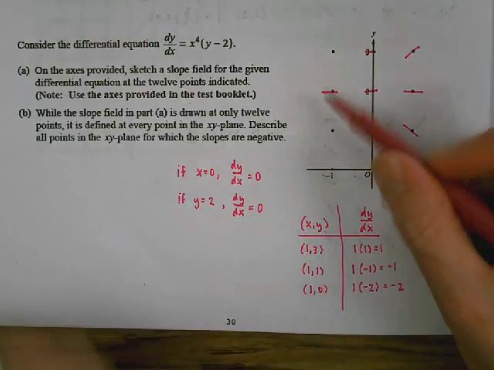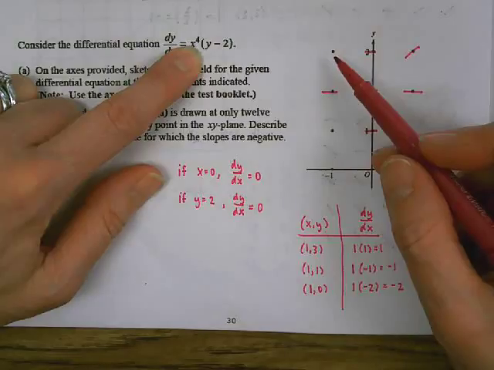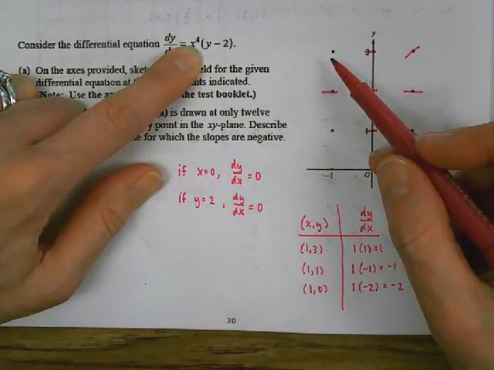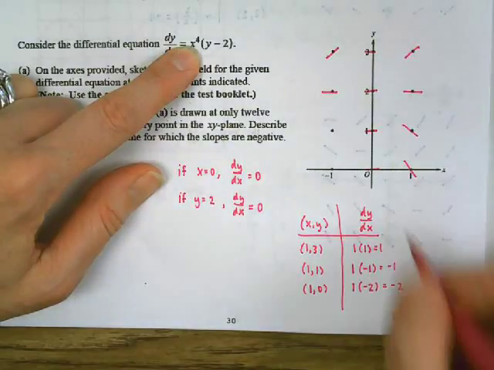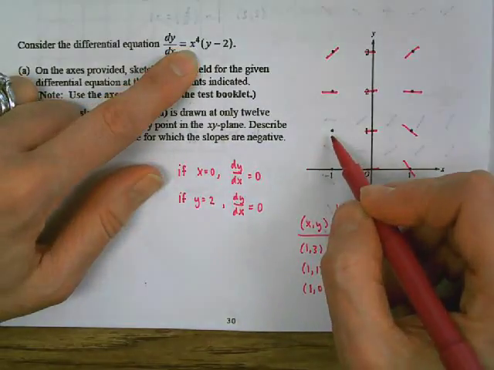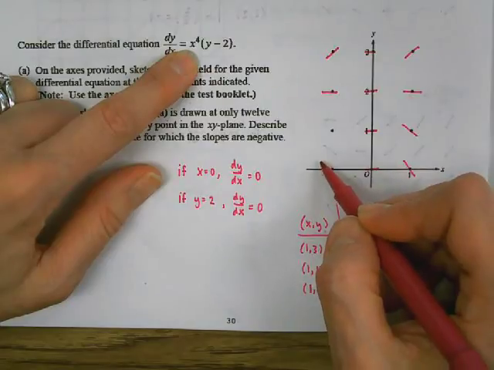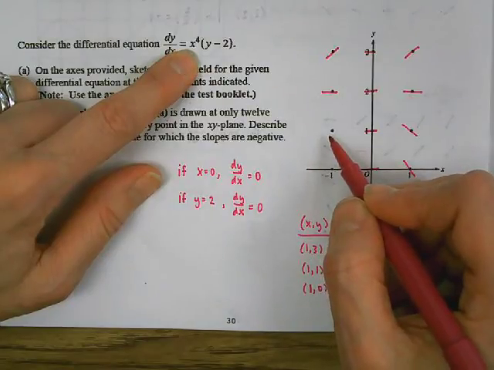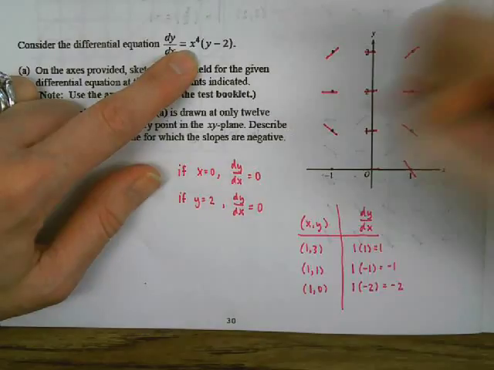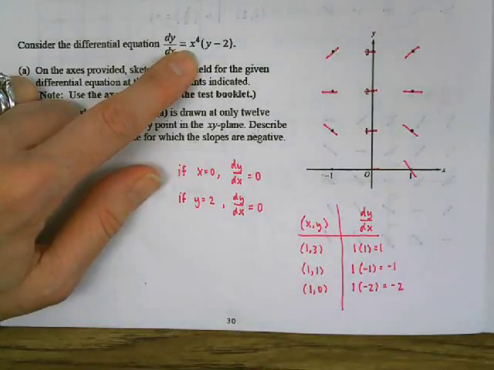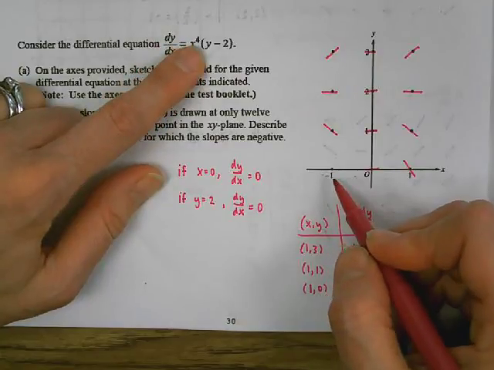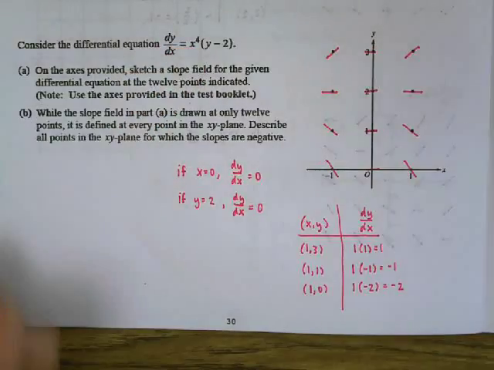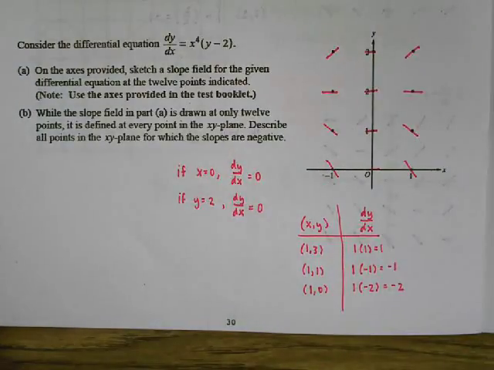All right, now I have (-1, 3). Well, negative 1 to the 4th is still positive. So positive 1 times 3 minus 2 is 1. So that's a positive 1. At (-1, 1), again, negative 1 to the 4th is still a positive 1. 1 minus 2 is a negative 1, so that's going to be a negative 1 there. And again, at (-1, 0), I'm going to have 1 times a negative 2, which is a negative 2. So for part A, that's my slope field.